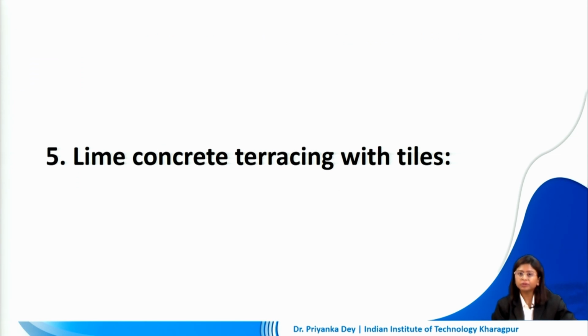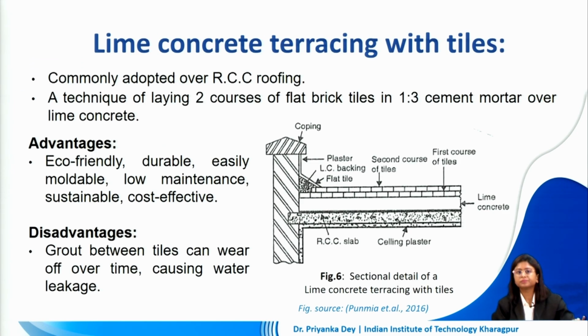We can do lime concrete terracing with tiles as well. This is a commonly adopted method. We can use it for RCC roofing. A technique of laying 2 courses of flat brick tiles in 1:3 cement mortar over lime concrete. The advantages of this type of roof is that it's very eco-friendly, it is durable, it is easily moldable, it's got low maintenance, it's sustainable and is cost effective. The disadvantage is that grout between tiles can wear off over time, which may lead to water leakage.